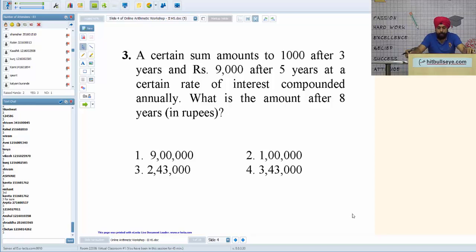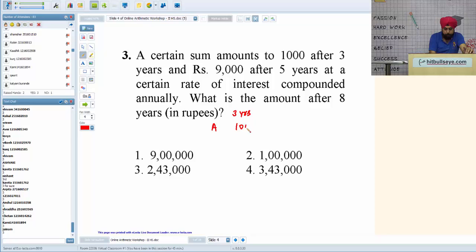Now don't get into the trap that if it amounts to rupees 1000 after 3 years, what will be the principal? Because we hardly bother about the same when you talk about compound interest. So after 3 years it was 1000, after 5 years it is 9000. So you want to check it after 8 years.